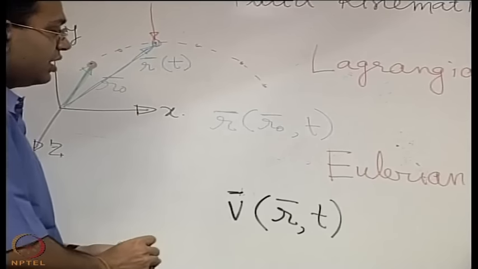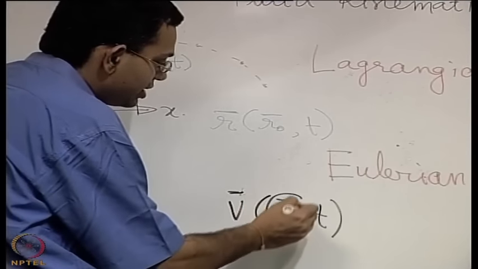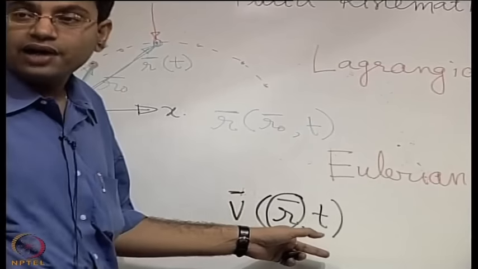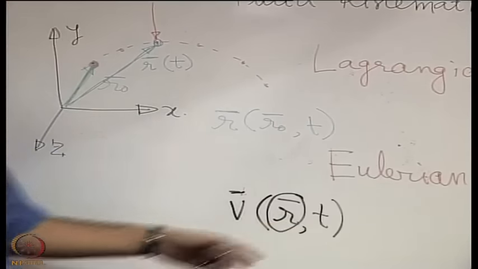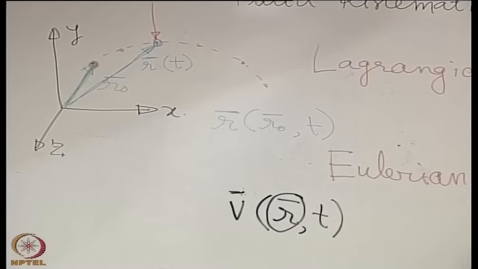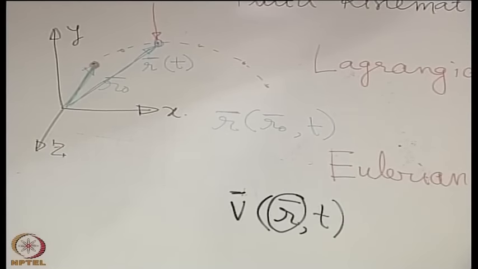So the key difference is here you focus your attention on a specified region across which you are trying to see the changes in the fluid property. So here velocity is the fluid property that you are looking for, as an example.